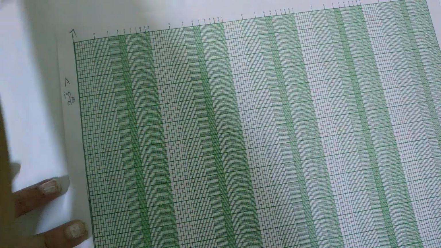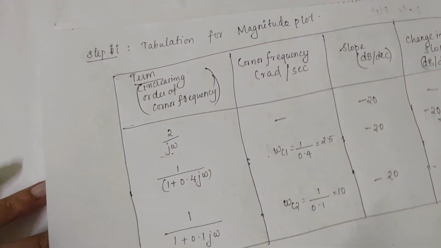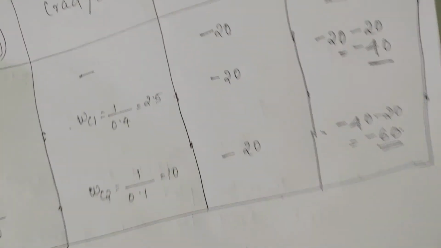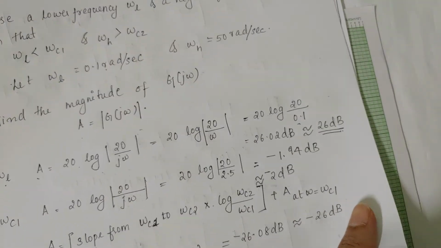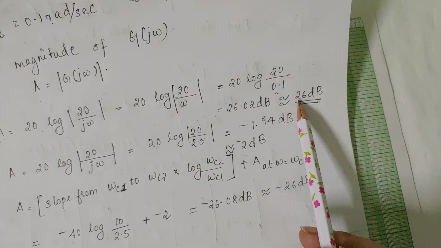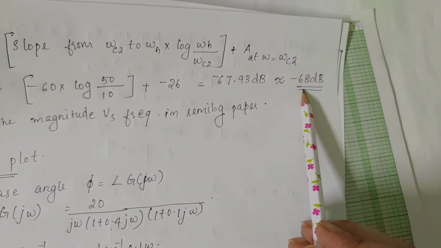Now I am going to plot the magnitude and I have the table here. For plotting the magnitude, I have the table here and I have the values here. If we look at the values, the first value starts at 26 dB and the last value ends at minus 68 dB.